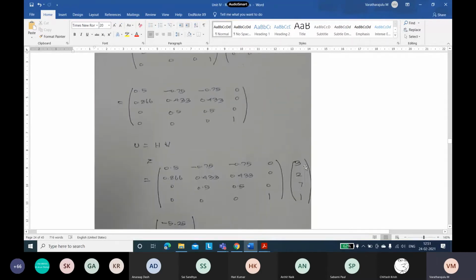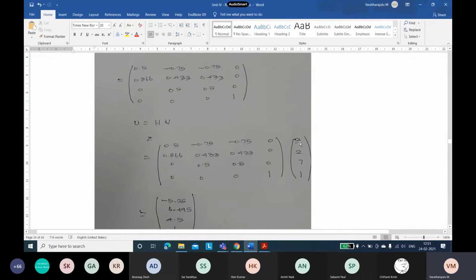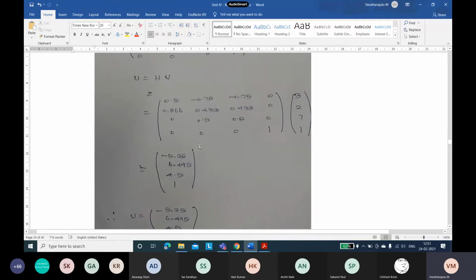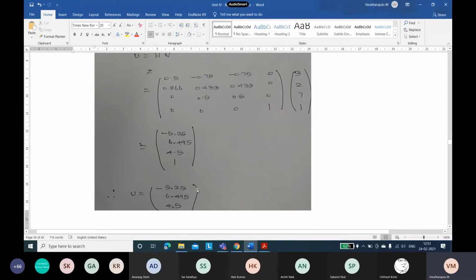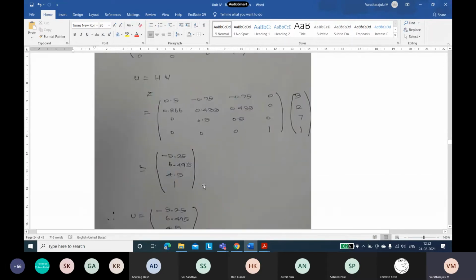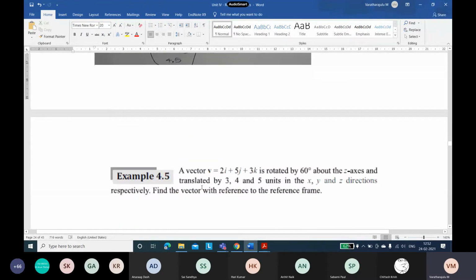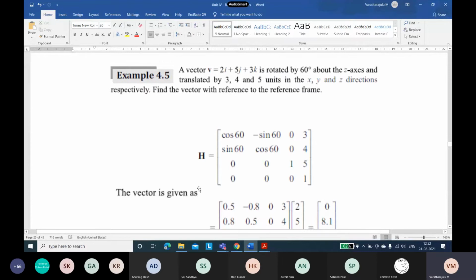By multiplying this point vector with H, we will get the new position. That is minus 5.25, 6.495, 4.5 and 1. Yes, this was the next problem.